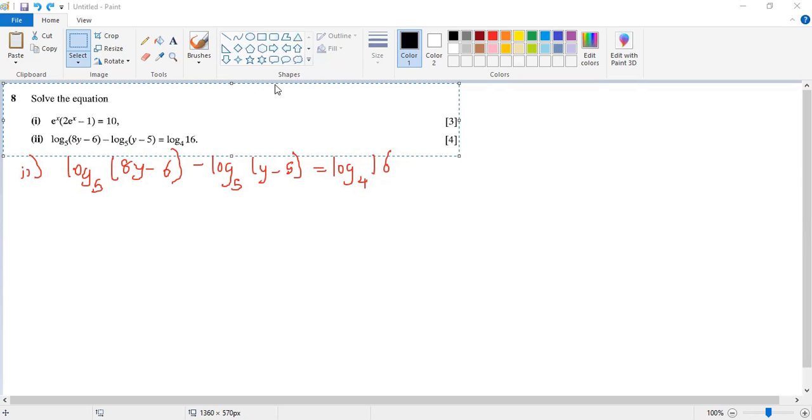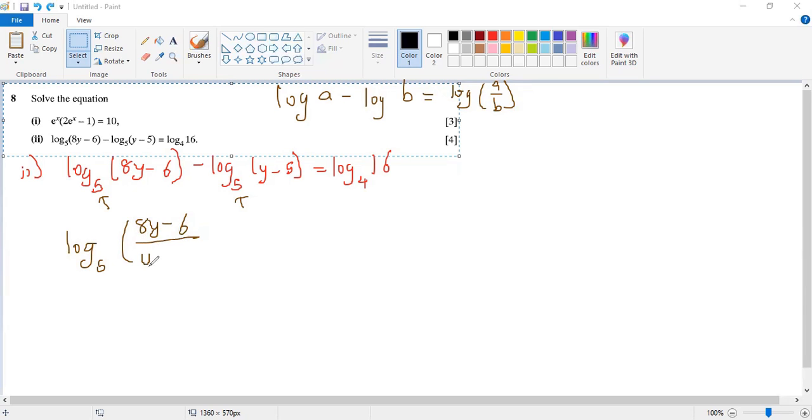Okay, so on the left, these two bases are the same. They have base 5. And we know that when the base is the same, we simply write log without writing the base, because it is understood that the base is the same. Log A minus log B is log A over B. So it becomes log base 5 of (8y - 6) over (y - 5).